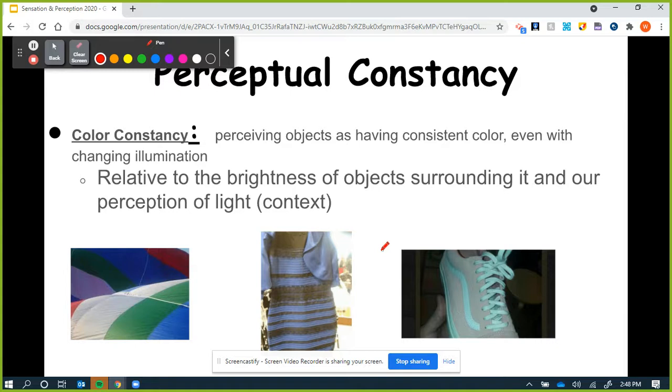And this is actually very relative to the brightness of objects surrounding it as well. And that is where we get the famous question, is the dress blue and black or white and gold? Anybody from my class remember why some people perceive it as blue and black and some people perceive it as white and gold? Long time ago.